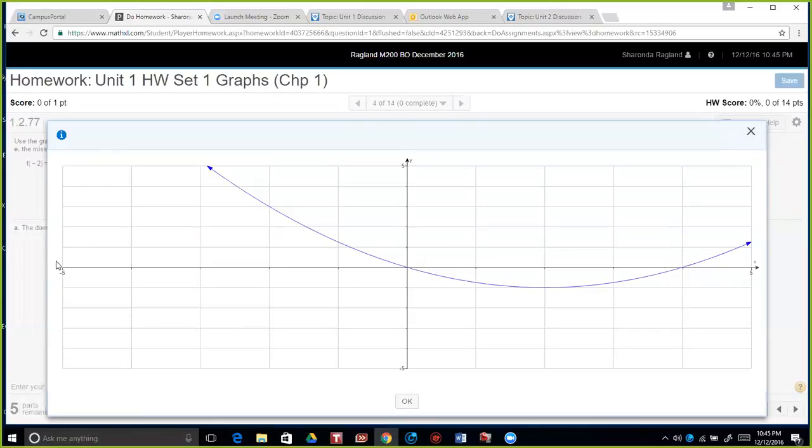When you write your domain, you're looking at the smallest x value. Now look this way. That graph is going to continue to go out all the way to negative infinity, and over here it's going to go all the way to positive infinity. So the smallest x value in the domain will be negative infinity, and the largest one will be positive infinity.